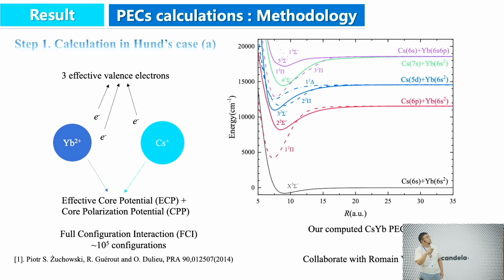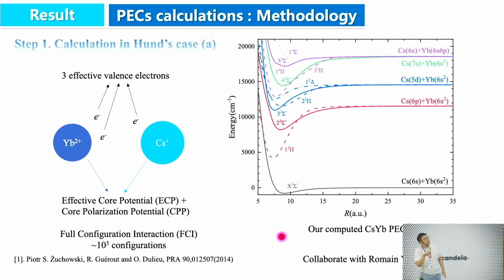We use CsYb to calculate the PECs in Hund's case (a). Basically, our model uses three effective valence electrons moving in the field of two polarizable ionic cores, ytterbium 2+ and cesium+. The core-core interaction and valence-core interactions are described by model potentials. Then we do full CI calculations for the valence electron interactions. We have actually done similar things for the three-electron system rubidium strontium, so we trust our model here.